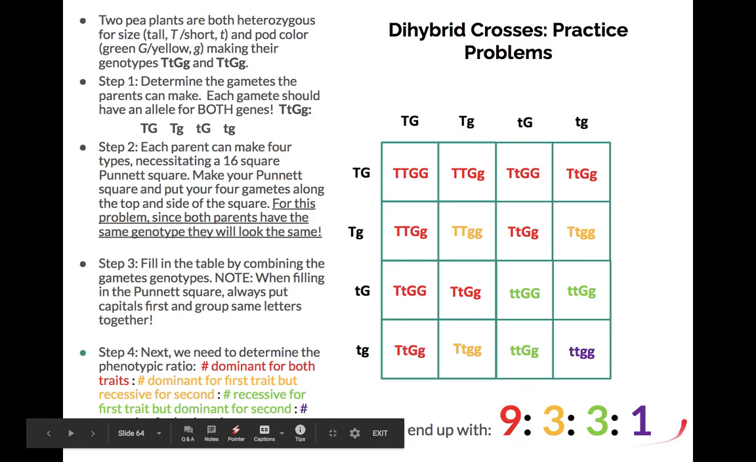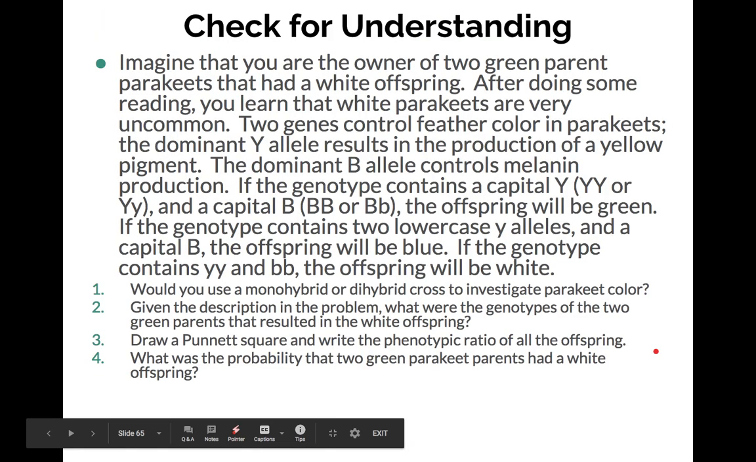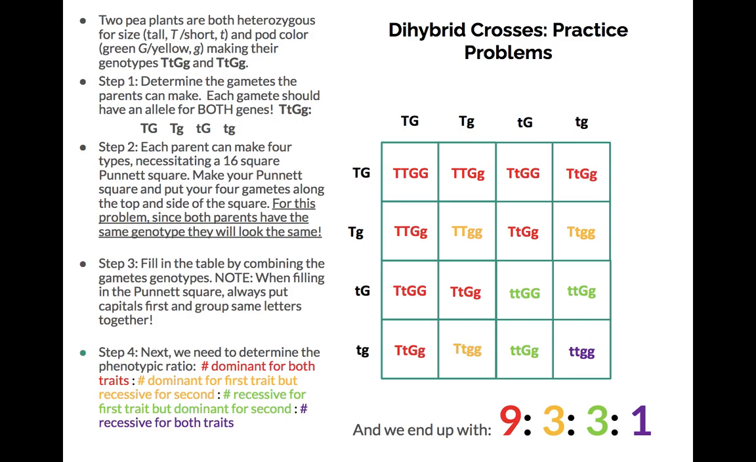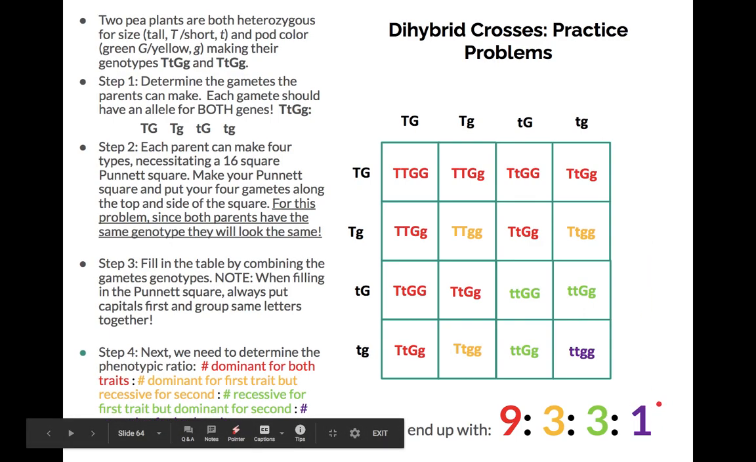You will notice this might be familiar from Mendel's experiments as well, and we will see that a couple of times. So keep that 9 to 3 to 3 to 1 ratio in mind as we move forward, because if you have 2 heterozygous parents, we should probably be getting something similar to this every time.